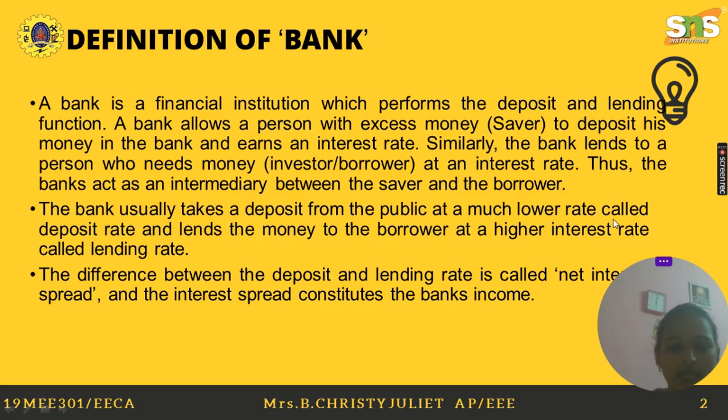So the bank usually takes a deposit from the public at a much lower rate, which is called the deposit rate, and it lends the money to the borrower at a much higher interest rate, called the lending rate. The difference between the deposit and the lending rate is called the net interest spread, and this net interest spread constitutes the bank income. So the bank survives on this interest rate only.